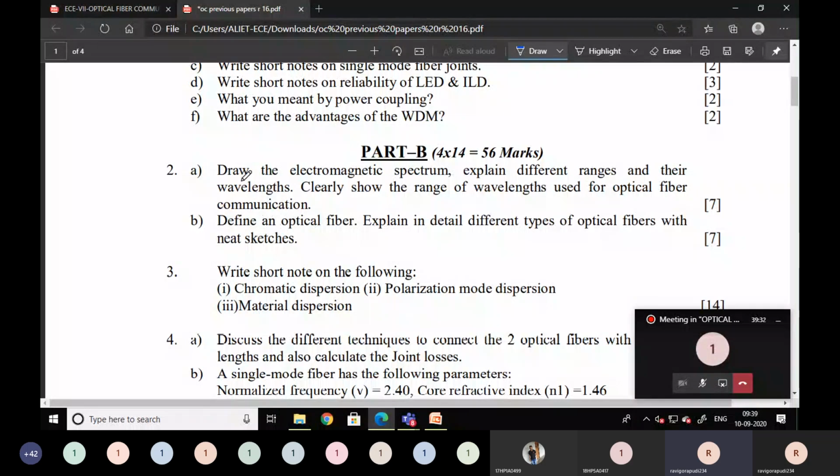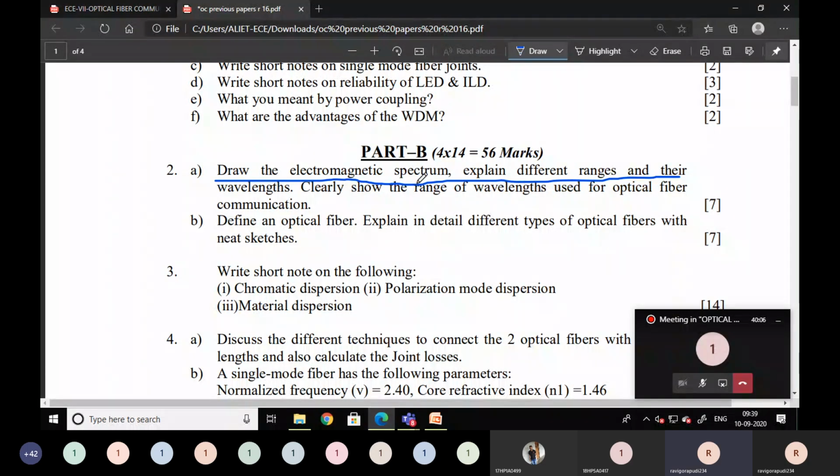Come to part B. Draw the electromagnetic spectrum. Explain different ranges and their wavelengths. This is the question. Clearly show the range of wavelengths used for optical fiber communication. Okay. So in the senior textbook, we have this question's answer directly. Draw the electromagnetic spectrum. And I told you, you may write any spectrum.